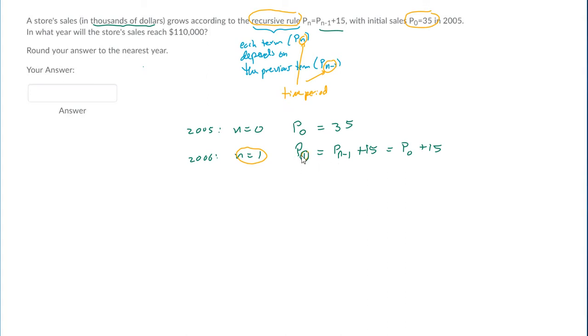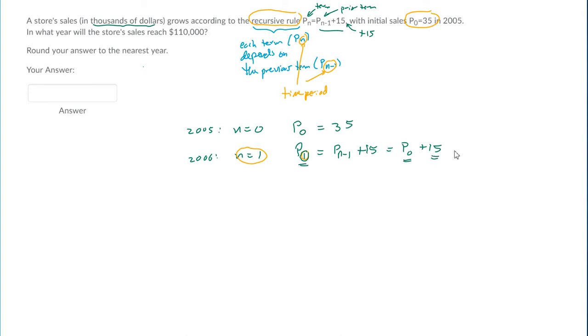So n minus 1. If n is 1, then n minus 1 would be a 0. So in other words, this is saying that each term depends on the prior term, the term before it, plus 15. So the first term depends on the prior term, P0, plus 15.